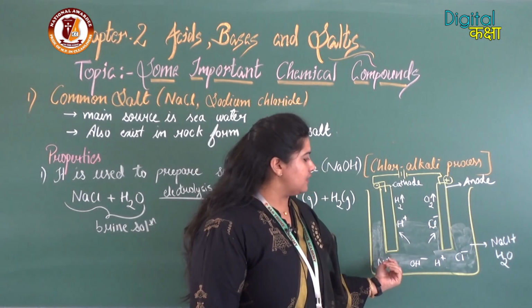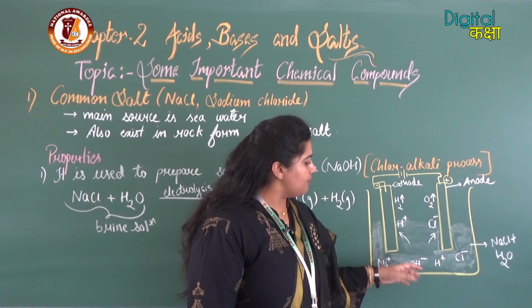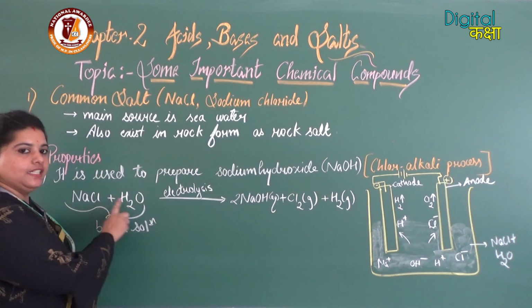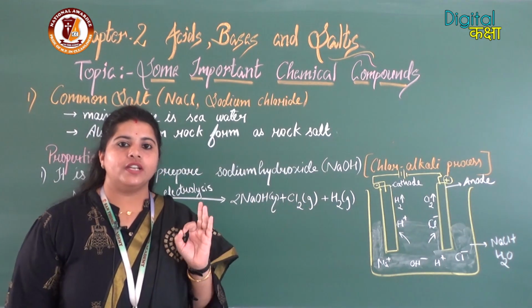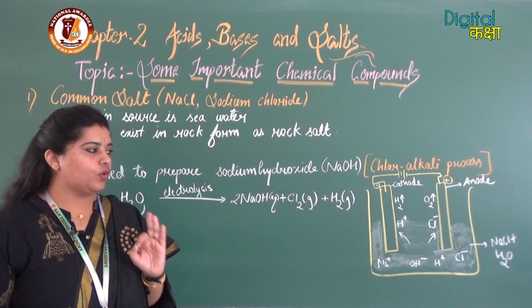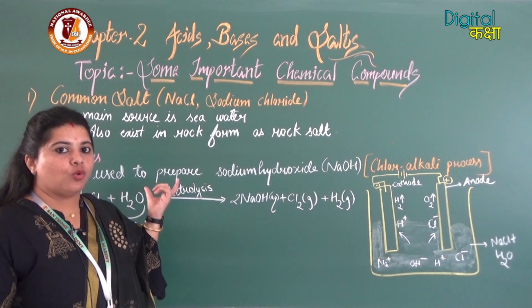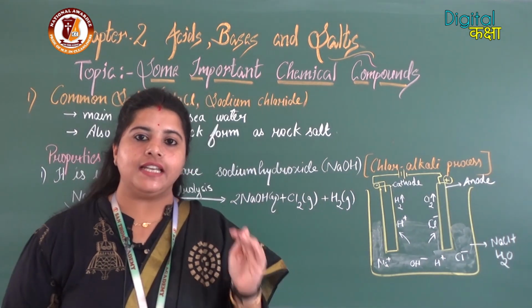Now, what occurs over here? What is the reaction over here? When electricity passes into the solution, we know that the solution is NaCl plus H2O. So when the electricity passes into it, electrolysis is the process over here. This process is named electrolysis. What is electrolysis? Dissociation of ions by passing electricity.